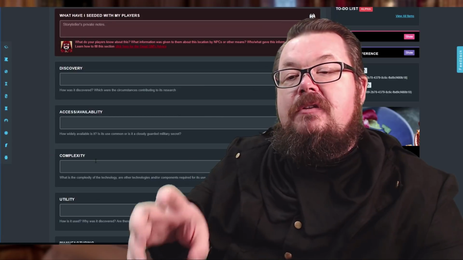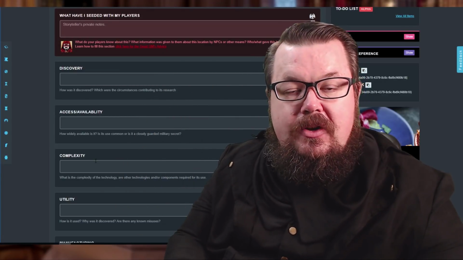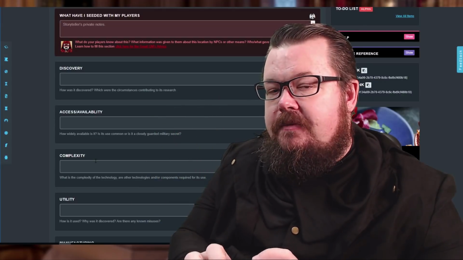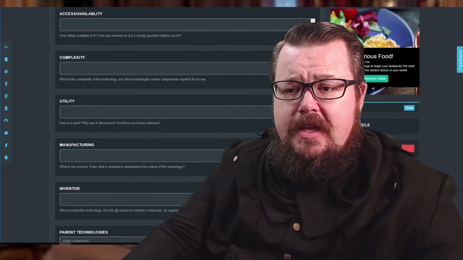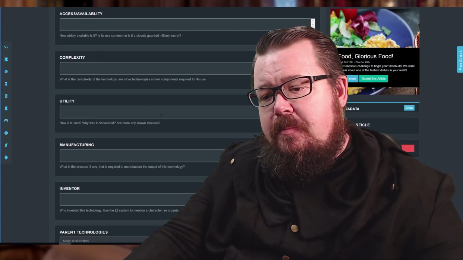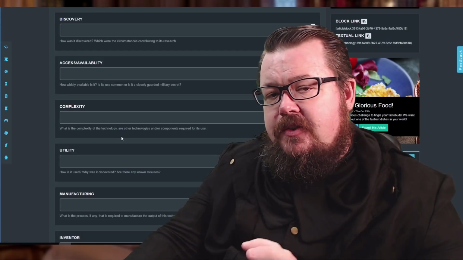For me, the benefit of the technology template is it allows you to come up with some really cool stuff. It allows you to lock down those MacGuffins so you know how they work. And what I certainly do is under the complexity, the accessibility, and the utility, what does it do, how does it work, I put in all of the statistics that will go with that.